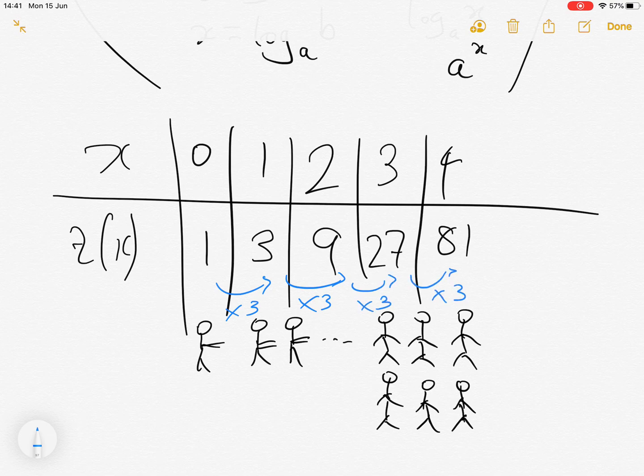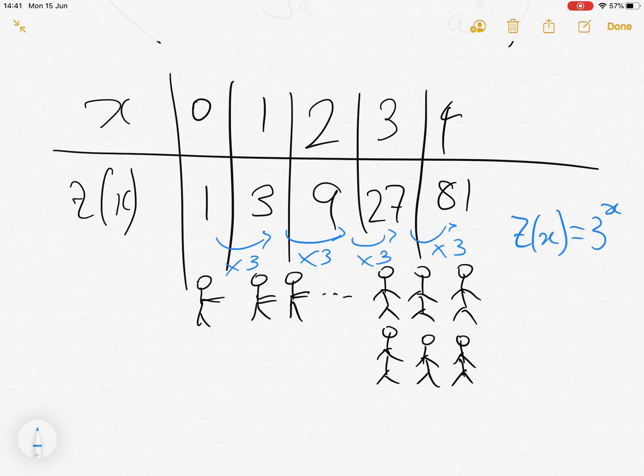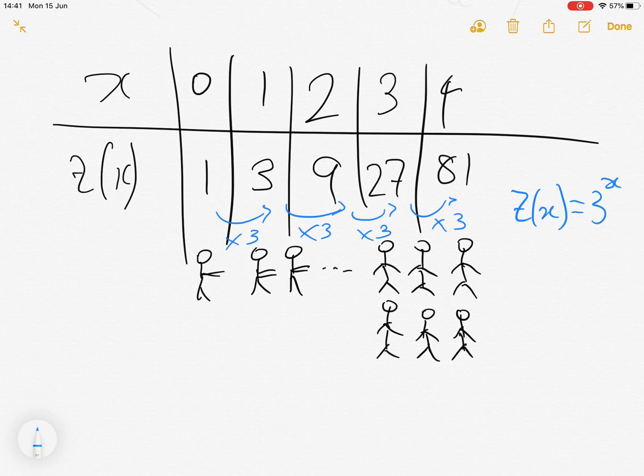So again, this might be a sequence you recognize. These are powers of 3. This time the formula is given by 3 to the power x. And you can look at other cases. If each one infects 4, that's one of the other questions, I think.